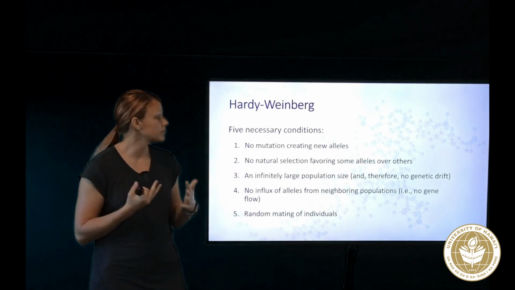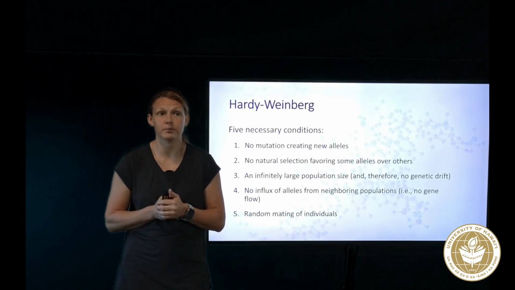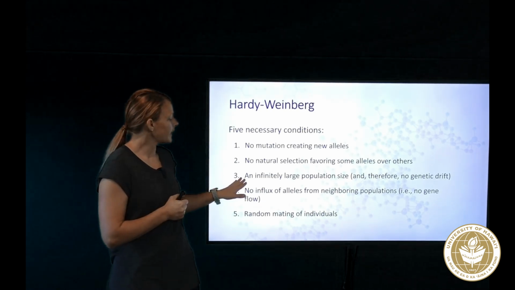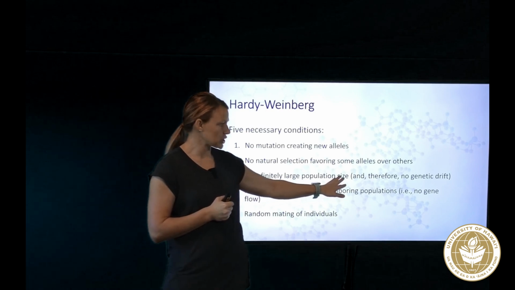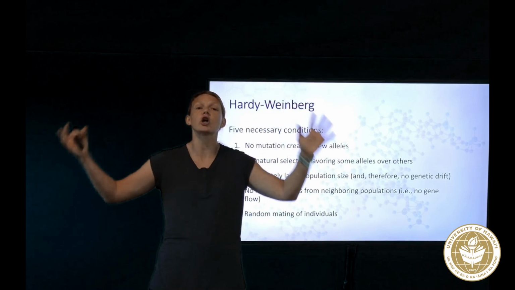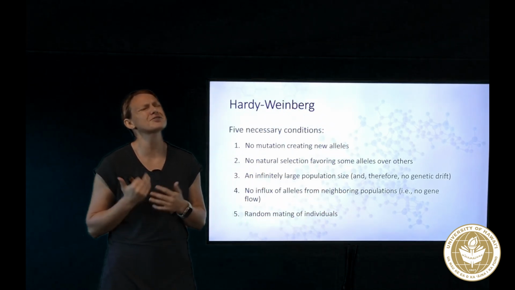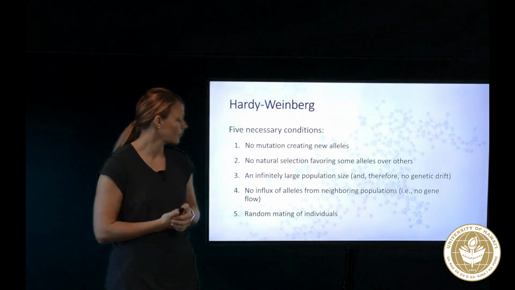Secondly, we must have no natural selection favoring some alleles over others. So in other words, this means this population is not adapting to the environment at all. Third, we need an infinitely large population size, and therefore no genetic drift because the population is so large that we're not seeing any effects from genetic drift. And this just really is not possible.